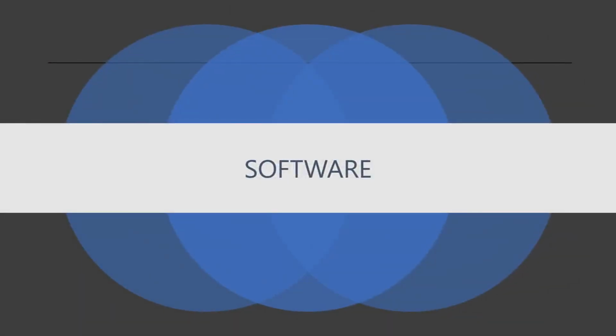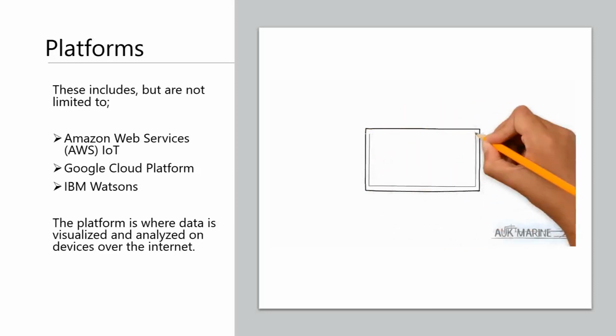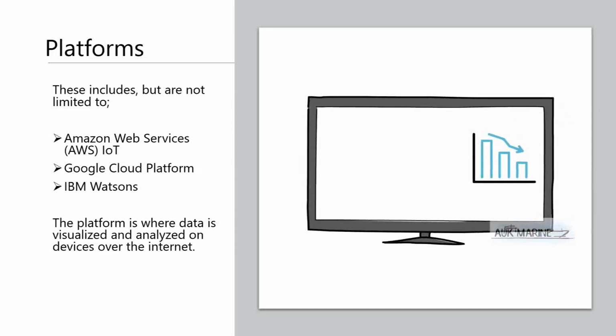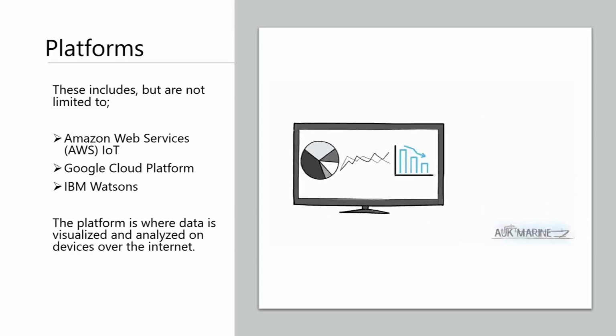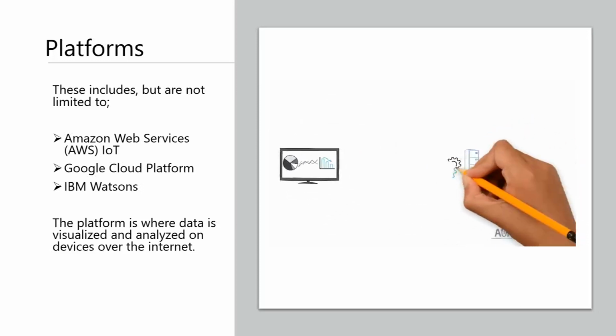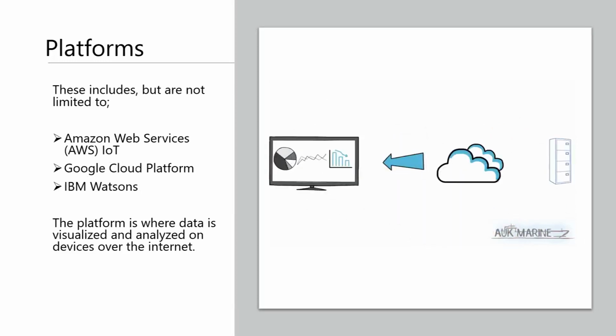Let's talk about the software. The platforms are of many kinds. Some of the known ones are by AWS or Amazon Web Services, Google Cloud Platform, or IBM Watson. This platform is basically where data is visualized and analyzed. All the information that has been detected by the sensors is stored and processed on the cloud and then on the platform.